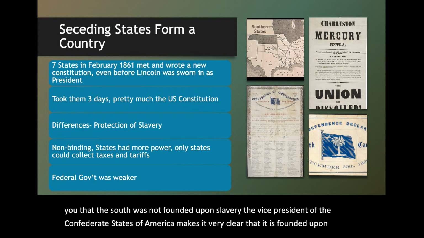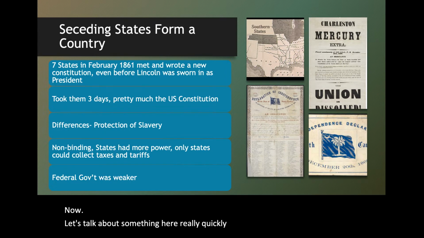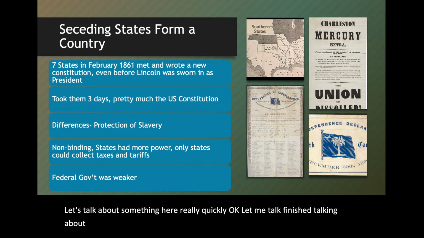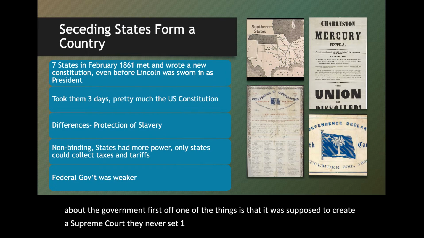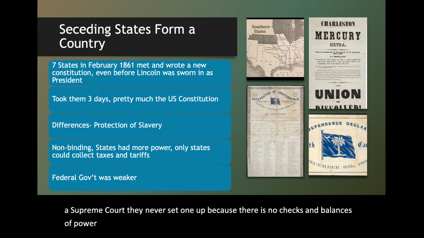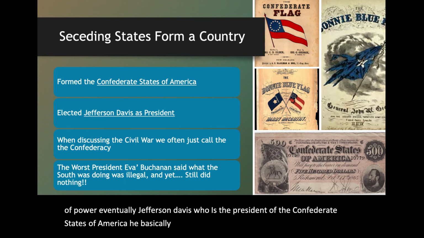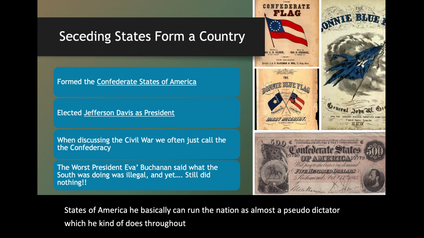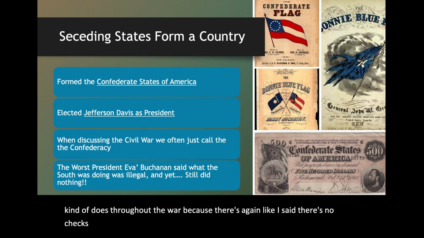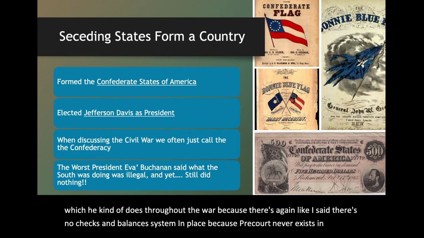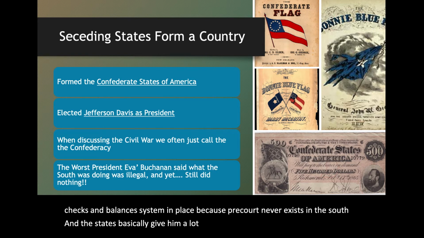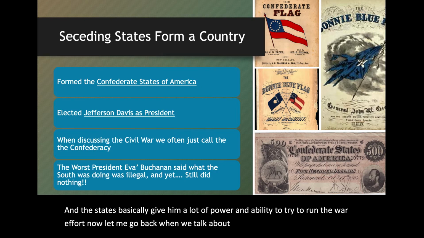Now, let's talk about something really quickly, okay? Let me finish talking about the government first. One of the things is that it was supposed to create a Supreme Court. They never set one up because there were no checks and balances of power. Eventually, Jefferson Davis, who was the president of the Confederate States of America, can run the nation as almost a pseudo-dictator, which he kind of does throughout the war. Again, like I said, there's no checks and balances system in place because the Supreme Court never exists in the South. And the states basically give him a lot of power and ability to try to run the war effort.